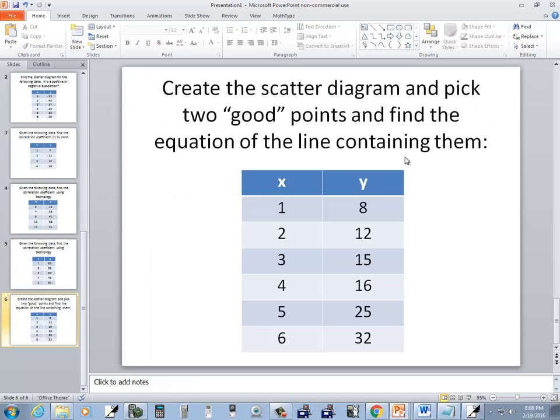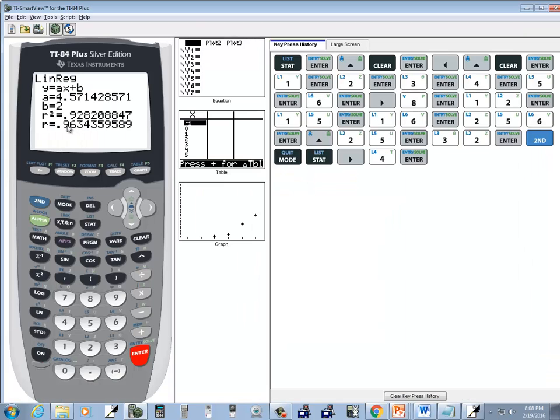Now if I look at the R, see how the R is pretty high? So this pretty well follows a linear pattern. Now it's not asking for R, but I wanted to point that out before we look at the scatter diagram.